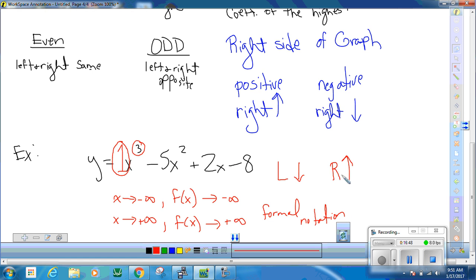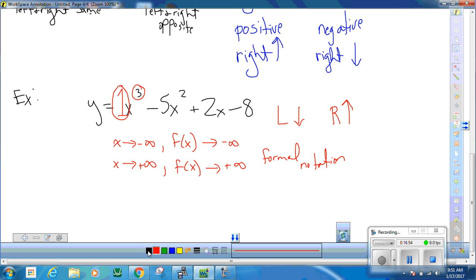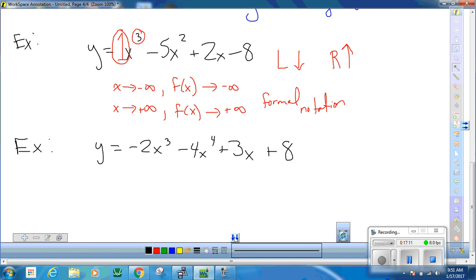So don't forget that. But hopefully you see how it is that you find it. Let's do one more example just to make sure. If I have y equals negative 2x cubed minus 4x to the fourth plus 3x plus 8. Okay? So before we jump to too many conclusions, the first thing I notice is it's not in standard form. So I need to make sure I get it in standard form.